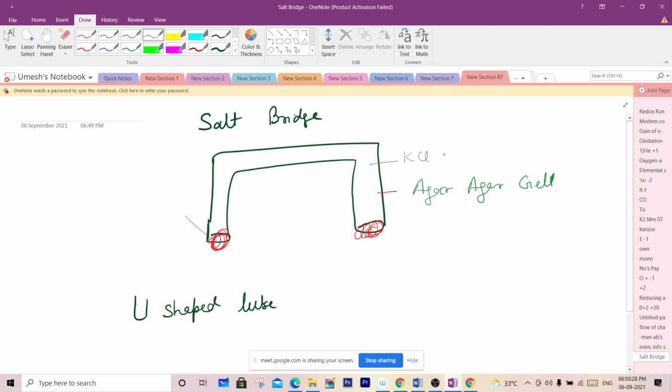And we have potassium chloride or potassium nitrate or ammonium nitrate. Any one of the three is filled inside it. And now it is fitted with the main cell. Note down this and we'll go ahead. What is a salt bridge? A salt bridge is a U-shaped tube filled with agar-agar gel and these.